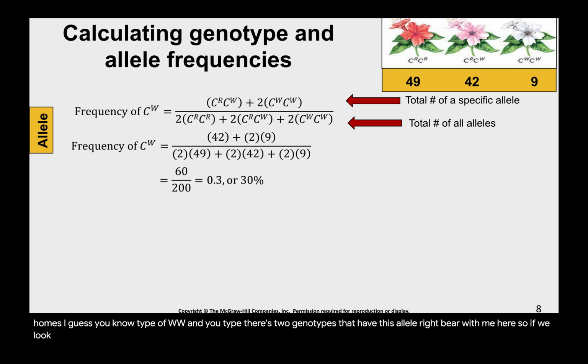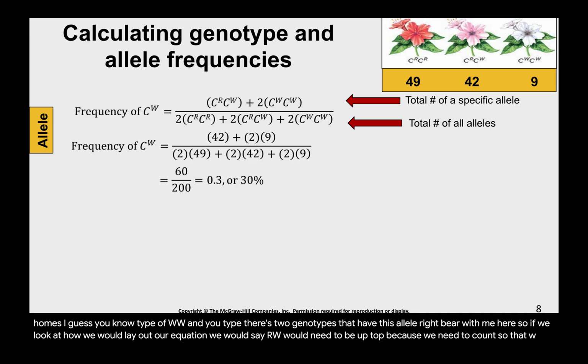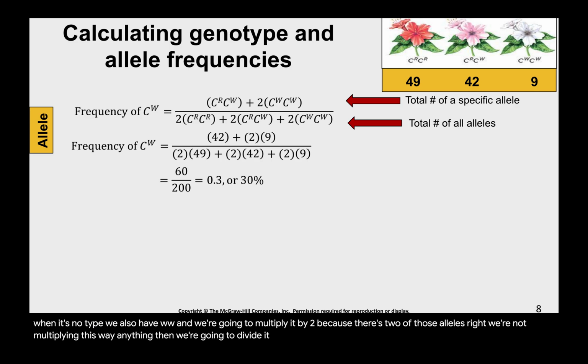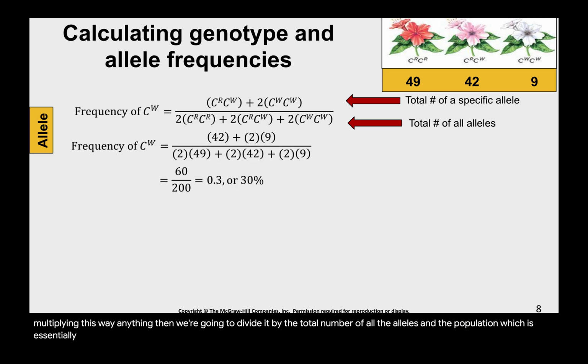If we look at how we would lay out our equation, RW would need to be up top because we need to account for that W in the genotype. We also have WW, and we're going to multiply it by 2 because there's 2 of those alleles in that genotype. We're not multiplying RW by anything because there's only 1. Then we're going to divide it by the total number of all the alleles in the population, which is essentially multiplying each genotype by 2 because there's 2 alleles per genotype.